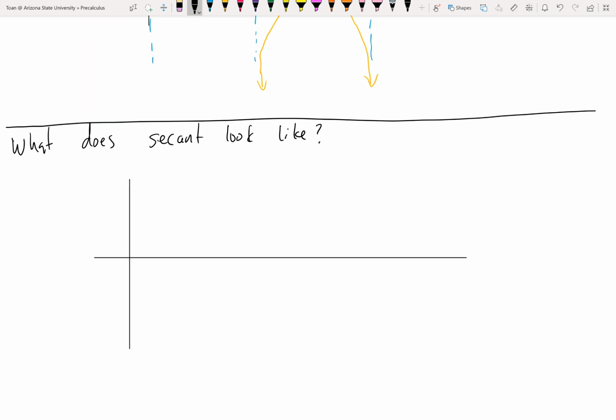5 special x values: 1, 2, 3, 4, 5. Cosine has a max of 1, min of negative 1. And the pattern for cosine is max, equilibrium, min, equilibrium, max. So what I graphed here, not so great, but close enough, is cosine. Now I want to see what secant of x, which is just the reciprocal of cosine, looks like.